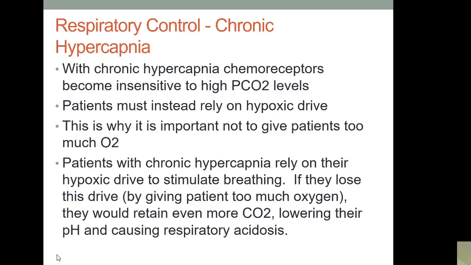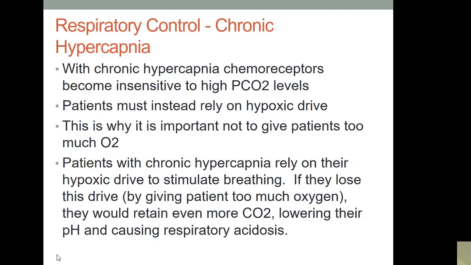So instead, these patients have to rely on their hypoxic drive. And that's why it's going to be important not to give patients too much oxygen, because patients with chronic hypercapnia are going to rely on that hypoxic drive to stimulate breathing. So if you give the patient too much oxygen, they're going to lose their drive to breathe. So then if they lose their drive to breathe, what's going to happen to their CO2?